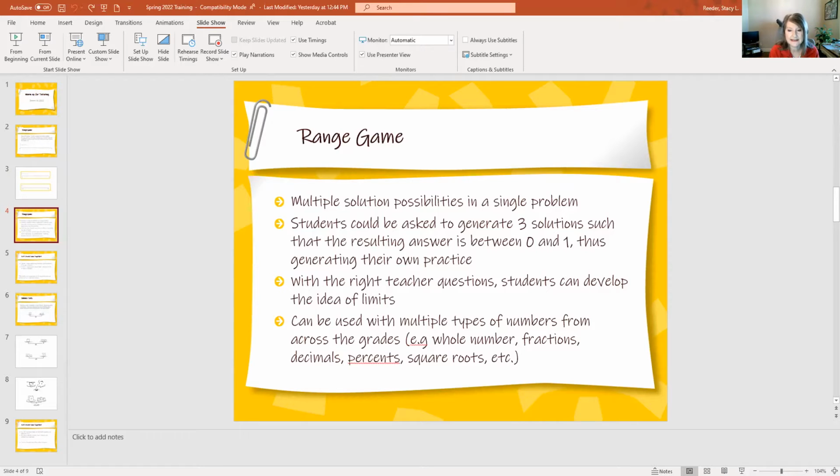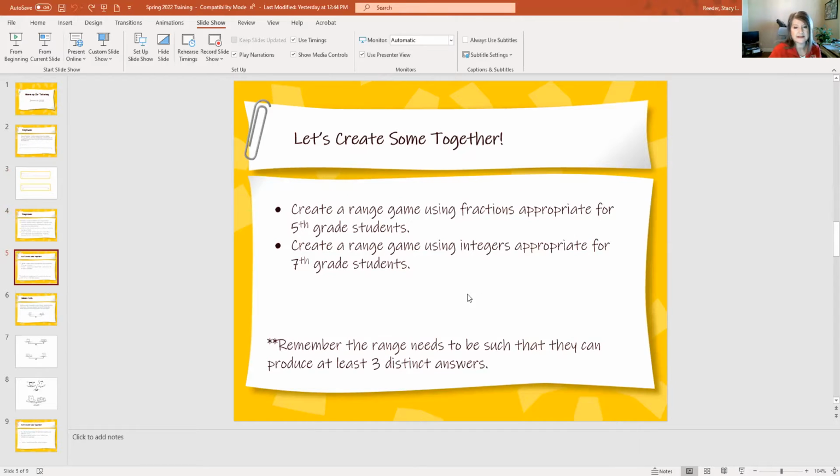And then again, this can be used with all kinds of things. For us, I think we'd be using whole numbers, fractions, decimals, percents, integers, square roots, just whatever mathematics you get into this year. And then let's create some of these together. So obviously you're working with high school students, but I know we're working across a range of mathematics with the students. So create one using fractions. And I say appropriate for 5th grade students here. And then use one with integers that are appropriate for 7th grade students.